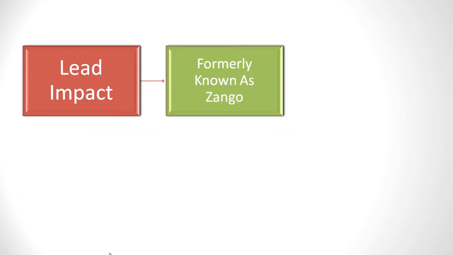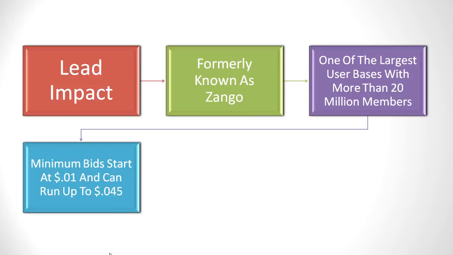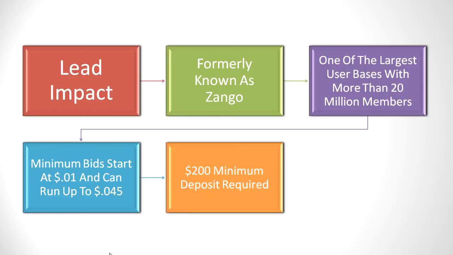Lead Impact. Formerly known as Zango, Lead Impact boasts one of the largest user bases with more than 20 million members. Minimum bids start at 0.01 and can run up to 0.045, depending on the type of offer you're promoting. There is a $200 minimum deposit required.